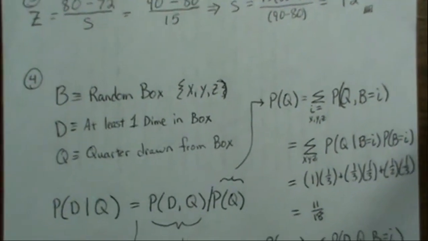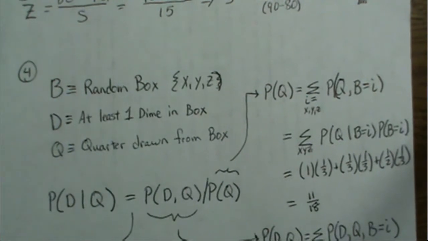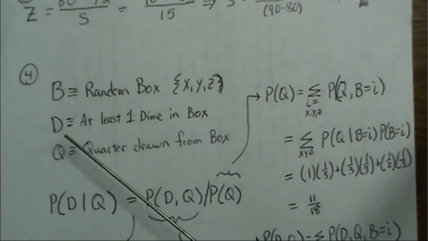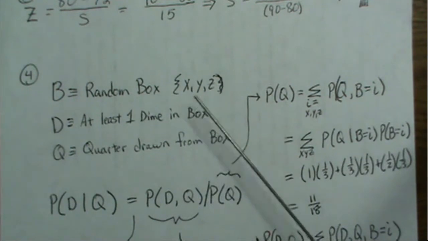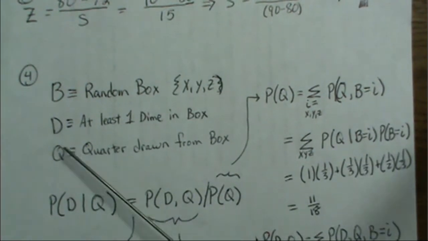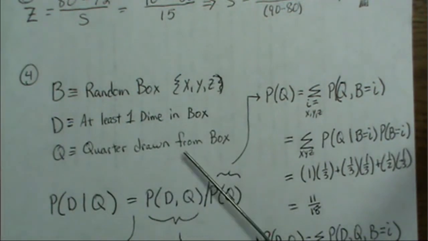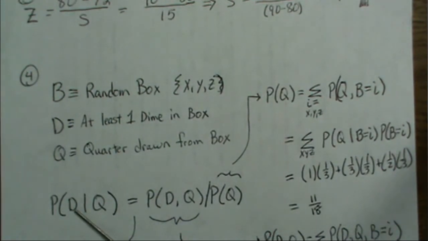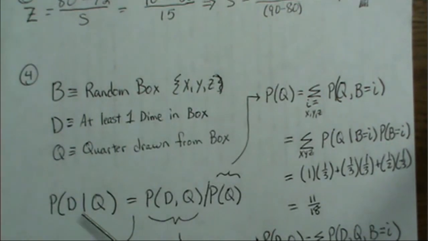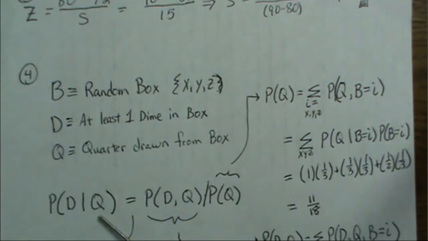So problem 4, it's a little bit trickier here. Here we're going to let B be the random box that's chosen. It could be an X, Y, or Z. And we're going to let D be that there's at least 1 dime in the box, and Q be a quarter drawn from the box. So the probability that we're interested in is the probability that there's a dime in the box given that we drew a quarter. Now that can be rewritten as the probability of D and Q divided by the probability of Q. We want to look at each of these individually.